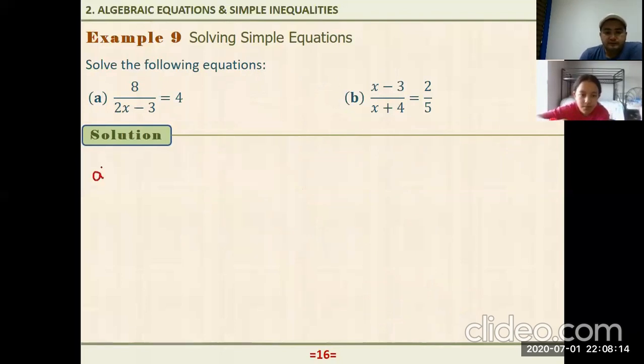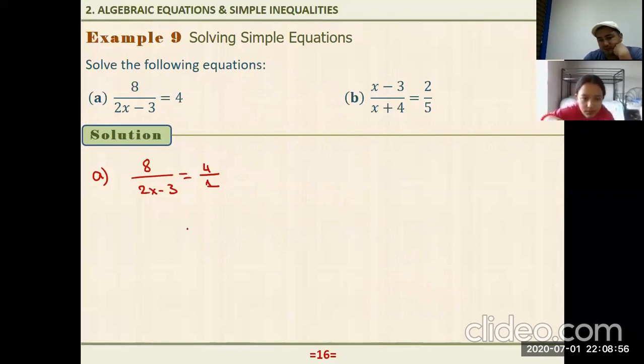Let's do this. Shahina, on the left hand side, let's solve these two equations. Here on the left hand side, how many fractions do we have? Only one. That is 8 over 2x minus 3. On the right hand side, how many fractions do we have? None. Just a whole number. Can I write 4 as 4 over 1? Oh, yeah. That works. So now we have one fraction here and one fraction here. What is next?